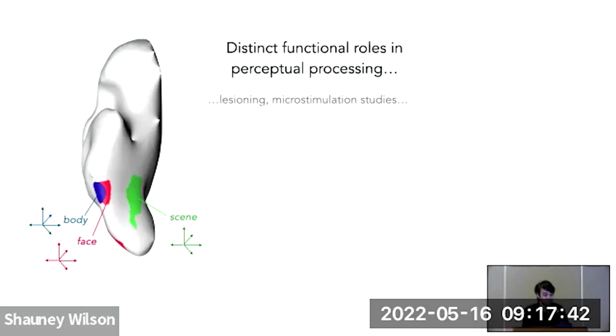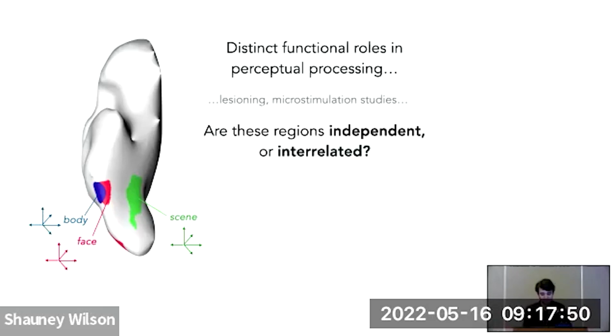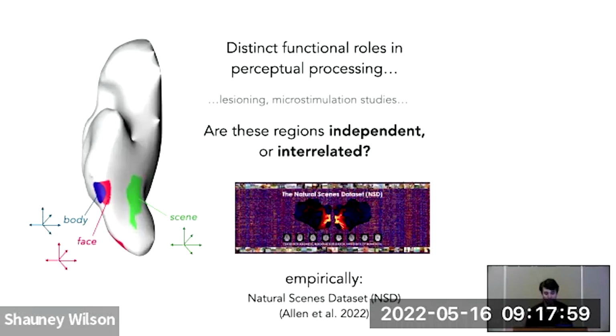But these regions do contain information about objects from other domains, and we don't have a selective region for each category of objects we can recognize. So are these areas entirely independent of one another, or might they be meaningfully interrelated? In this talk, I'll address the question empirically, making use of the newly released natural scenes dataset, and theoretically, by probing the tuning of deep neural network models and mapping them onto brain responses.